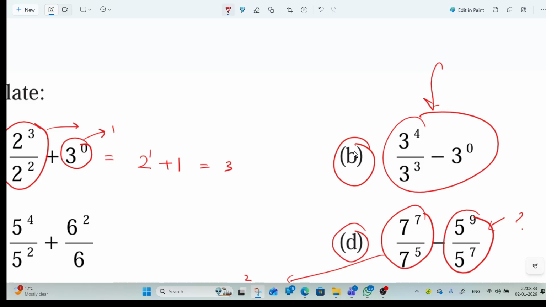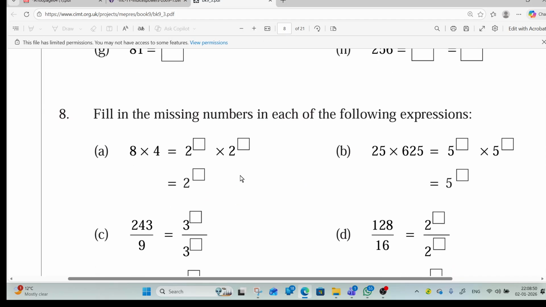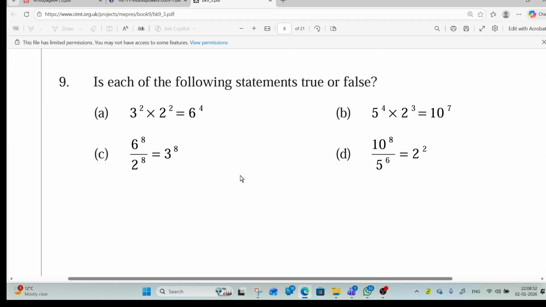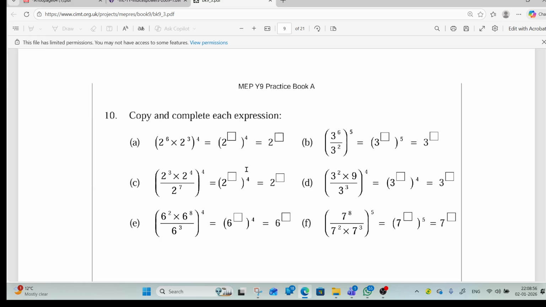3 to the power 1, 4 minus 3. And 3 to the power 0 is 1. So 3 to the power 1 means 3. 3 minus 1 is 2. So the answer for this is 2. Okay? Now let's see this type of questions.